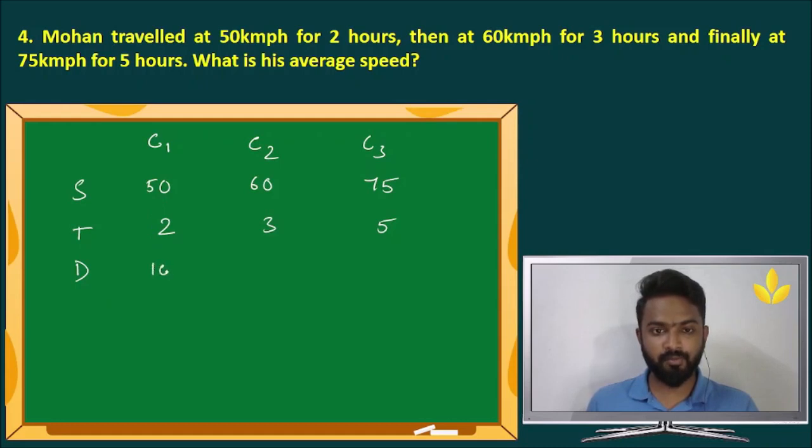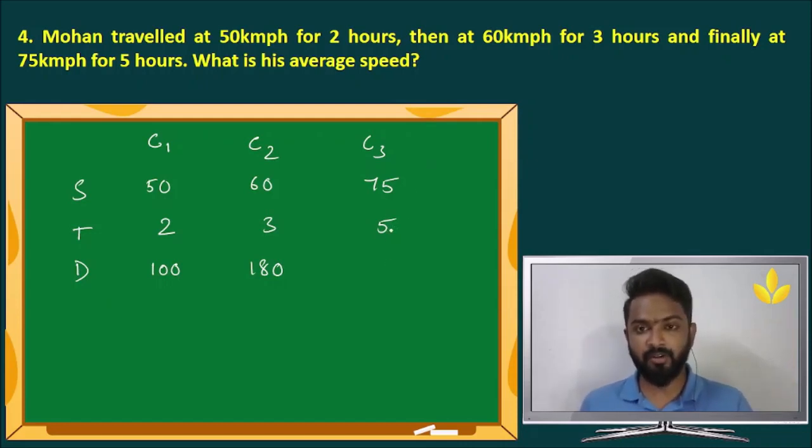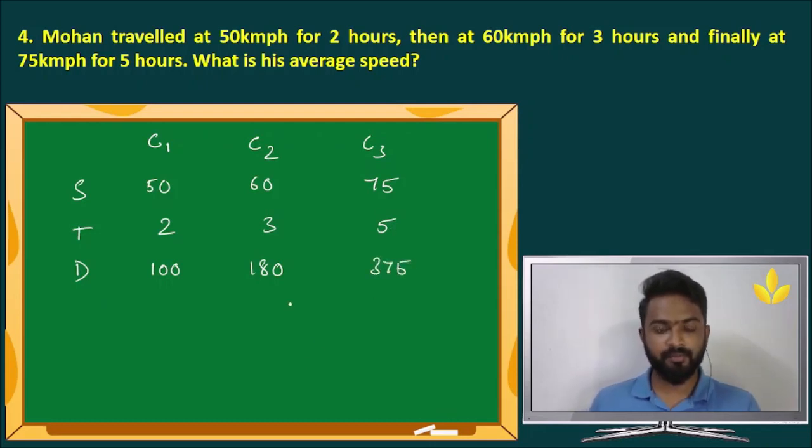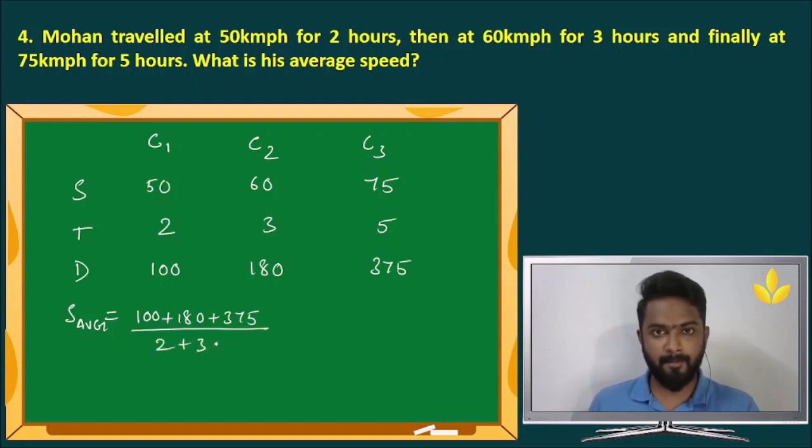50 into 2, 100. 60 into 3, 180. 75 into 5. 75 into 2 is 150. 150 into 2 is 300. So 375. Now we have average speed. Average speed is total distance by total time. Total distance is 100 plus 180 plus 375 divided by 2 plus 3 plus 5. This is equal to how much?